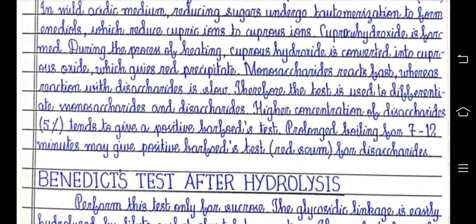So, monosaccharides react first, whereas reaction with disaccharides is slow. Therefore, the test is used to differentiate monosaccharides and disaccharides. Higher concentration of disaccharide tends to give a positive Barfoed's test. Prolonged boiling for 7 to 12 minutes may give a positive Barfoed's test. Let's come to disaccharides.